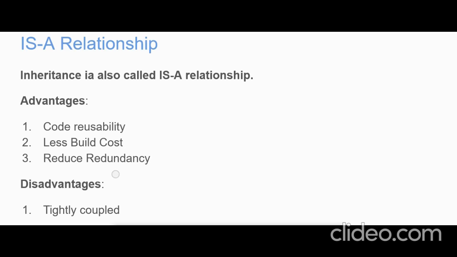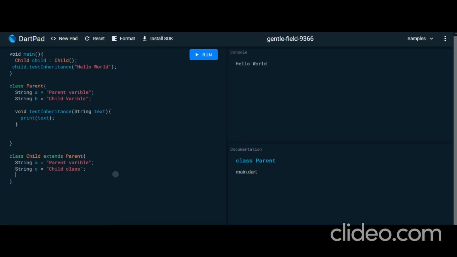The disadvantage is tight coupling. Tightly coupled means that if you make any changes in the parent class, then it will directly affect the child class.